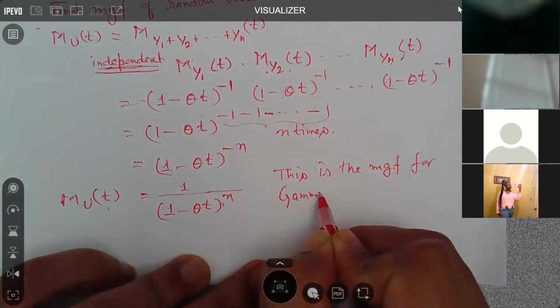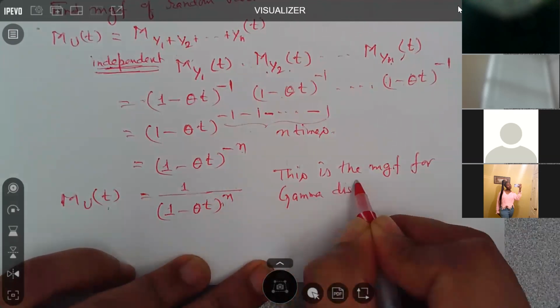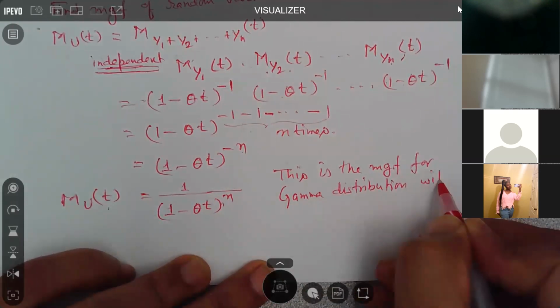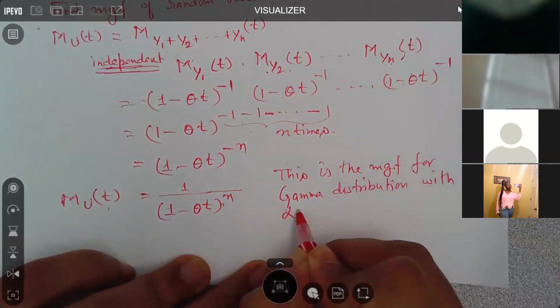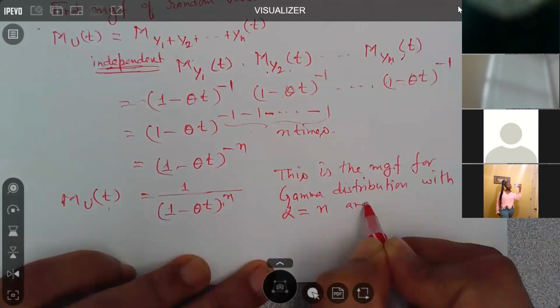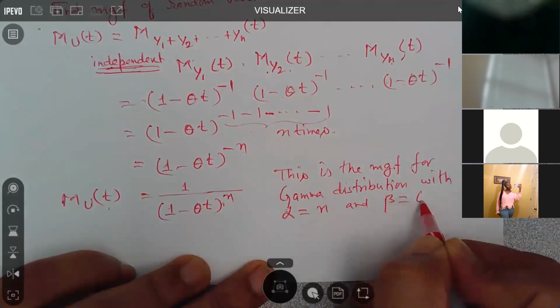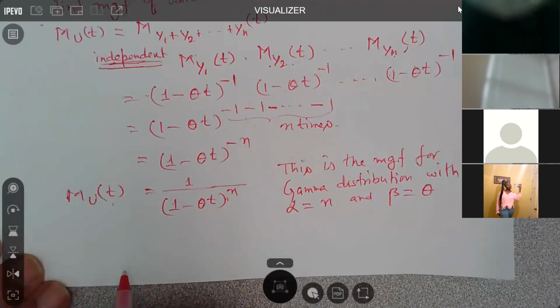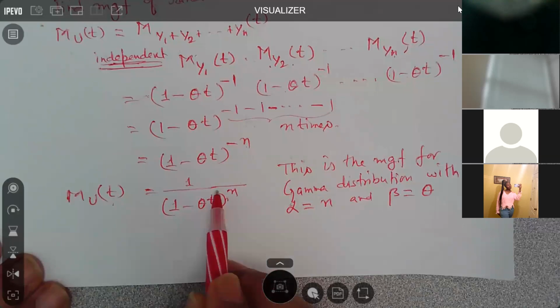I thought gamma was... okay. Yeah, that makes sense. Gamma distribution with alpha equals n and beta equals theta. Right? Now we found it. I have a question.